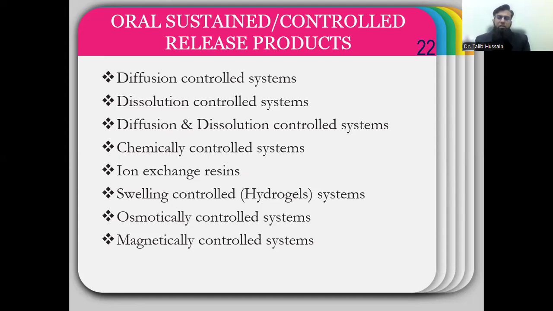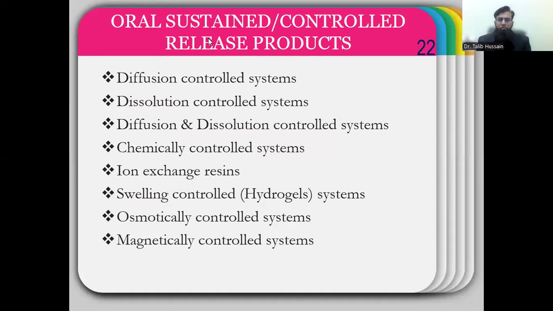Students, there are different products of the sustained control release, in which there is a mechanism-based classification of the systems. Number one is known as dissolution control system, in which we have controlled the dissolution rate of the water-soluble drugs. Second one is a diffusion control system, in which we have controlled the diffusion parameters of a lipophilic drug, or we have controlled the diffusion parameters of a hydrophilic drug when it is coated with a polymeric membrane which is lipophilic in nature.